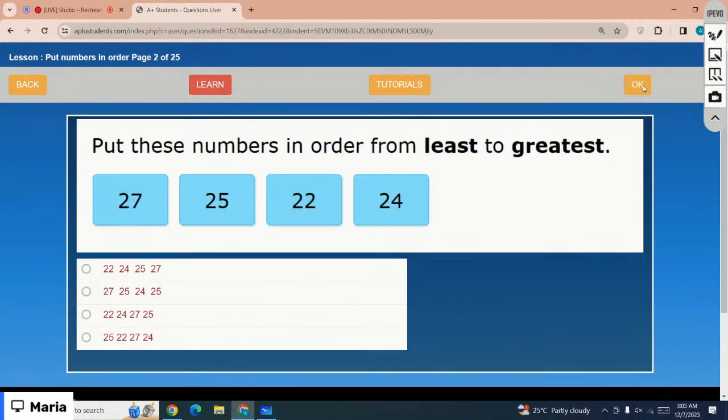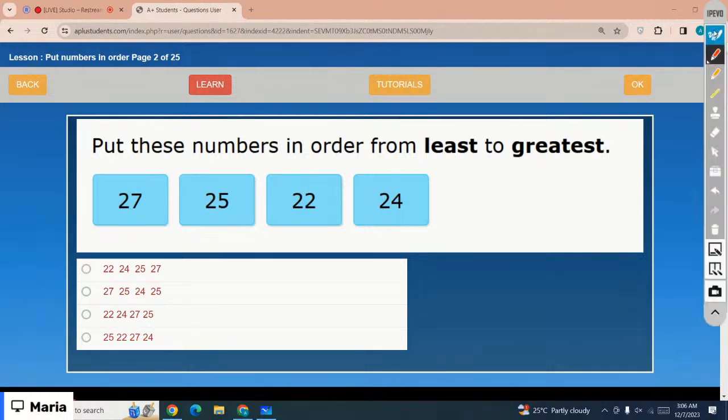Okay, the next one is put these numbers in order from least to greatest. So first let's find the smallest number in the given numbers. Which is the smallest number? Okay, the smallest number out of all is 22. That means the first number is 22. Now just look at the rest of the three numbers: 27, 25, 24. Which is the least one?